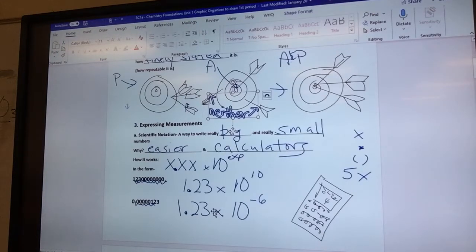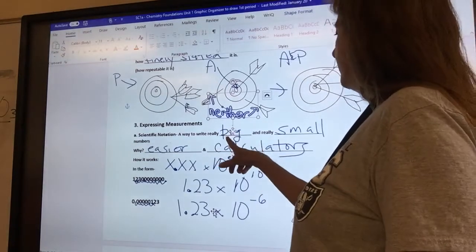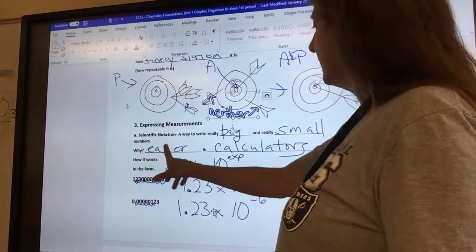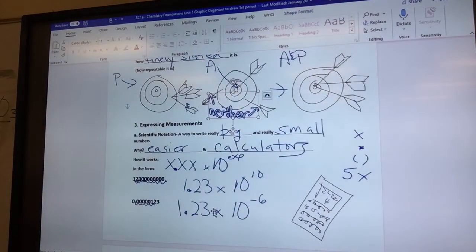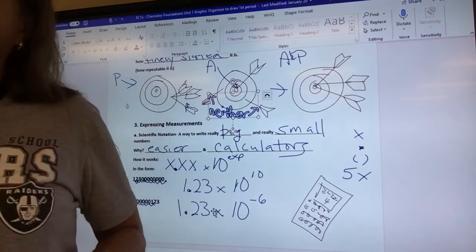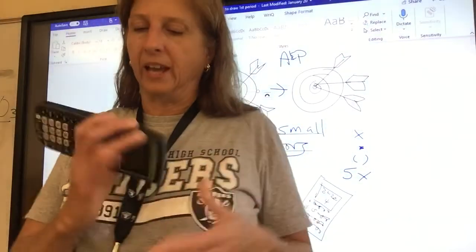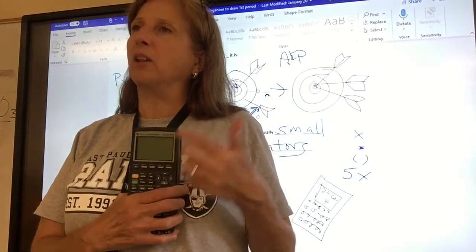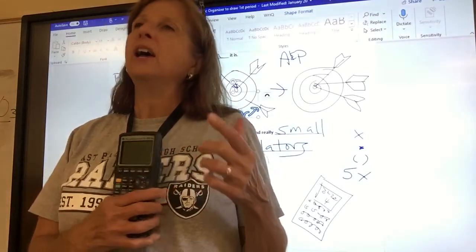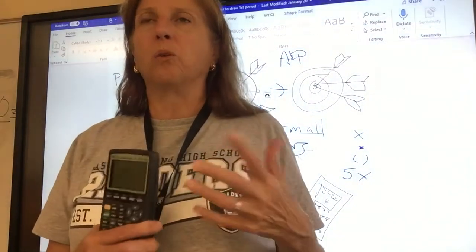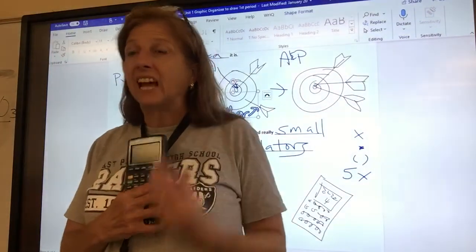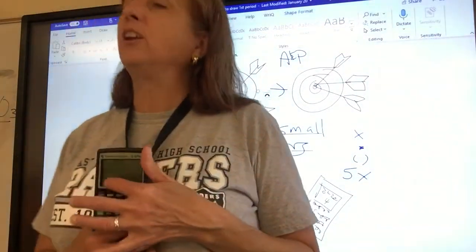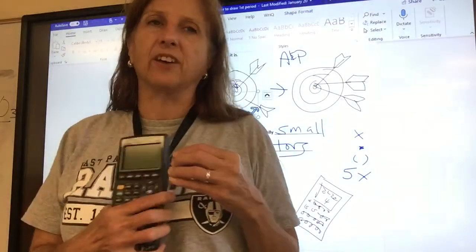Okay. All right, so we're gonna express measurements in something called scientific notation. It's a way to write really big and really small numbers. Why? It's easier and because of our calculators. Our calculators can do math on bigger and smaller numbers than the display screen can show, okay? So this is a way to communicate with our calculators in a sort of a shorthand. And that's why you have to have a scientific calculator for this class, as we will be using scientific notation, and you have to have a calculator that can do it.